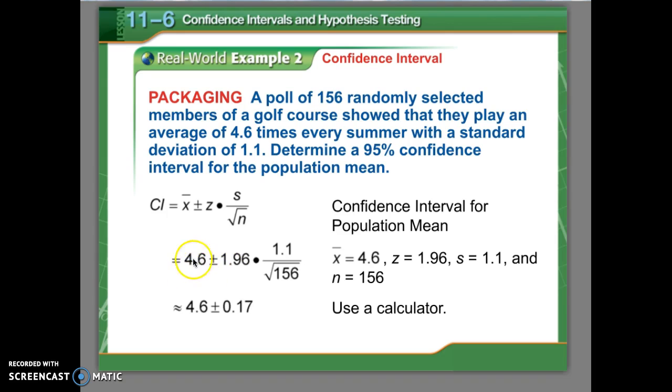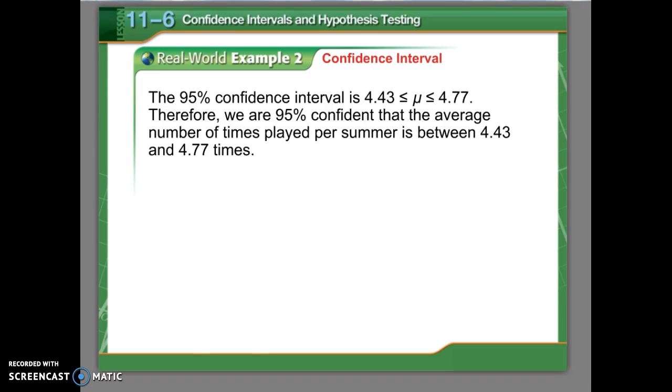The other numbers are just numbers that were given in the problem. 4.6, average is the average sample. Standard deviation, that's given. 156, that was given. This is basic algebra, you're going to get 4.6 plus or minus 0.17. So then you're going to take the 0.17 and add it and subtract it from 4.6, which means that our 95% confidence interval for the population mean is all numbers that are between 4.43 and 4.77. So we are 95% confident the average number of times played per summer is between 4.43 and 4.77 times.